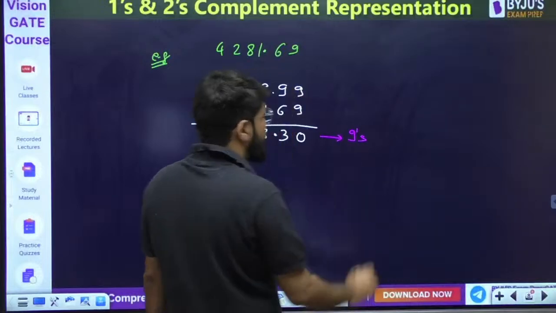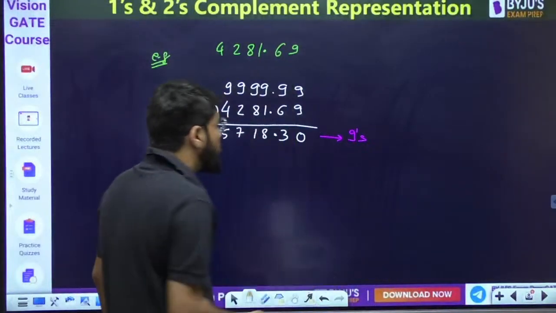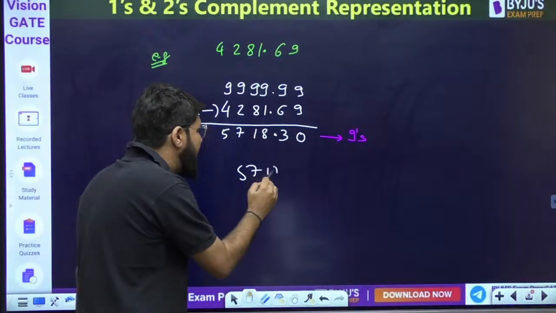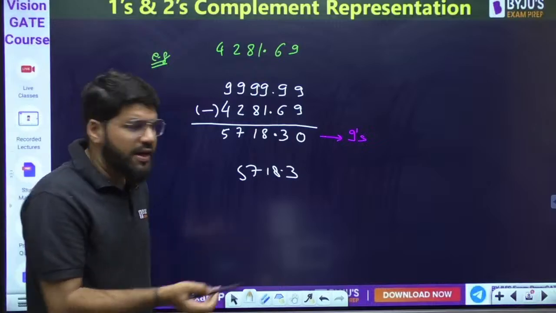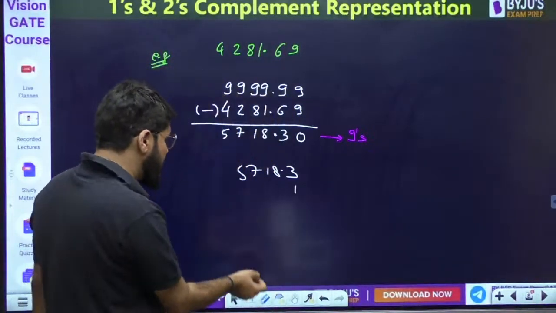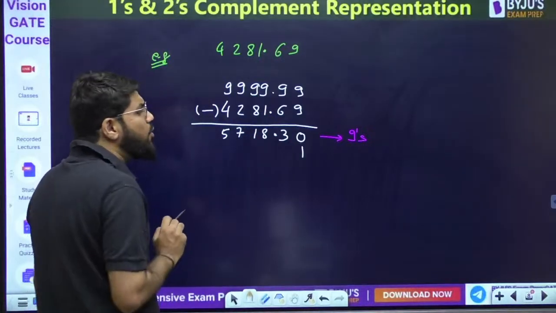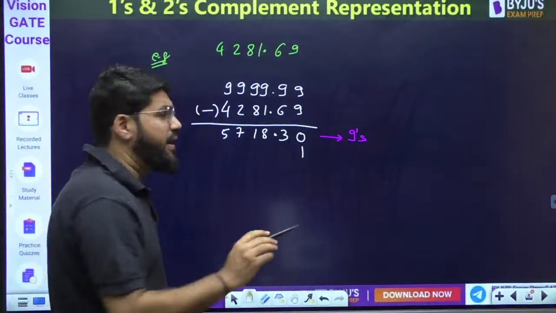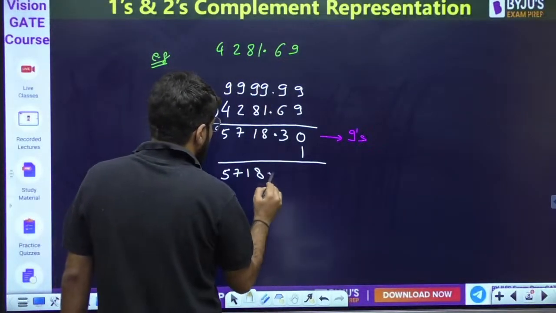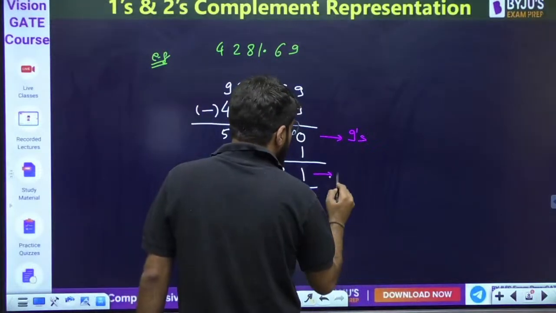Now add 1 to the rightmost digit. Where do I add 1? Sometimes students say that 5718.30 is simply 5718.3, so let's add 1 here. Note: even if the last digit is 0, you have to consider that as the last digit and add 1 there. Whatever is the last digit obtained, whether it is 0 or non-0, there you have to add 1. Clear everybody? So don't make that mistake.